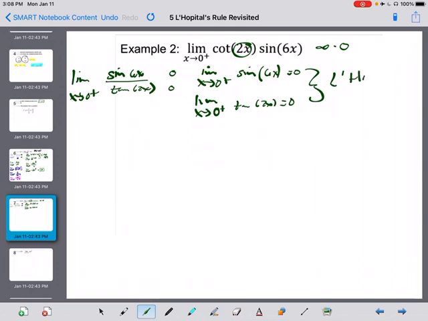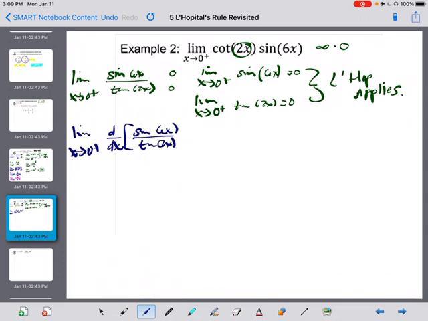Therefore, we know L'Hopital applies. And you guys saw me do this way back when we were in Unit 1 and we were doing L'Hopital's rule then. We just have to state here that L'Hopital is going to apply. So now we have to make sure that we take d/dx. So the limit as x approaches 0 from the right, d/dx of the sine of 6x divided by tangent of 2x.